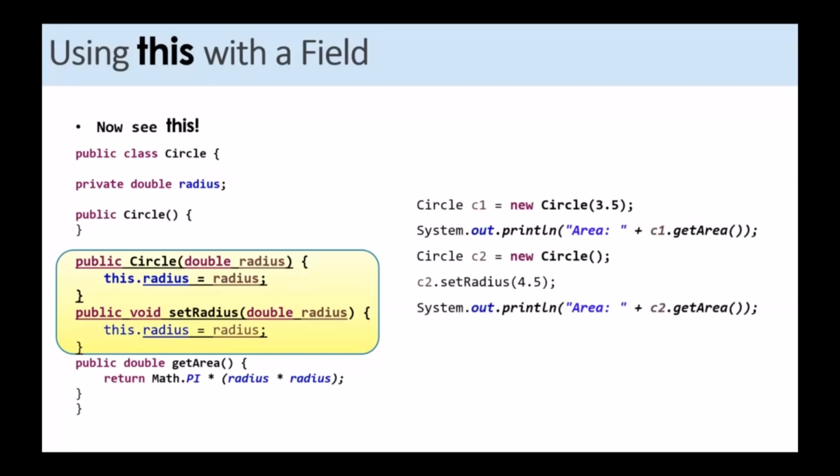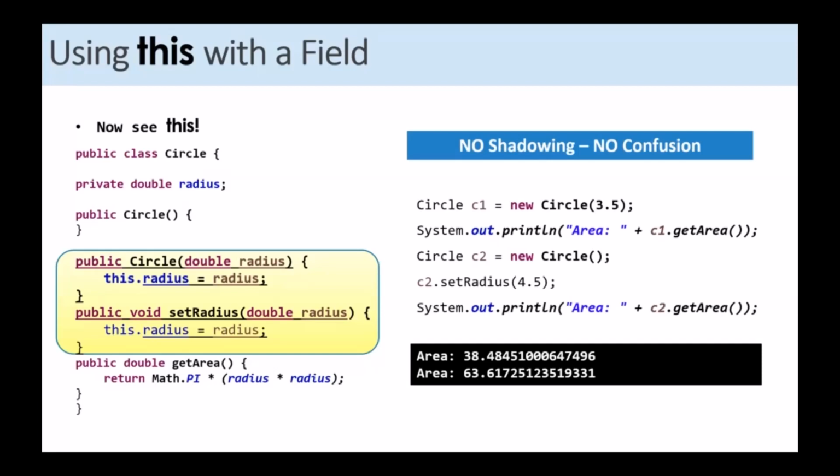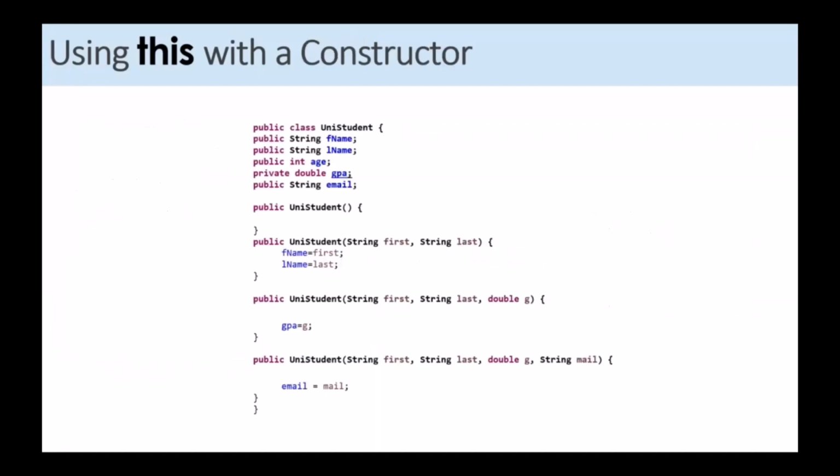Look at this now. Is the output correct this time? Yes. Why? Because there is no shadowing. You understood shadowing in the previous class slides, right? And I showed you this when we talked about constructors. But I said, if you use this inside constructors, it means you are calling what? Chaining.